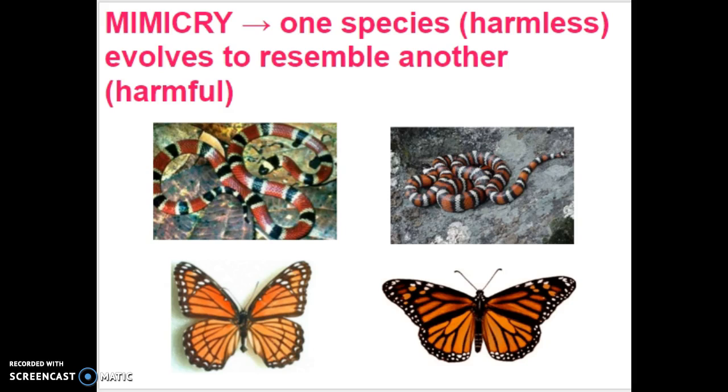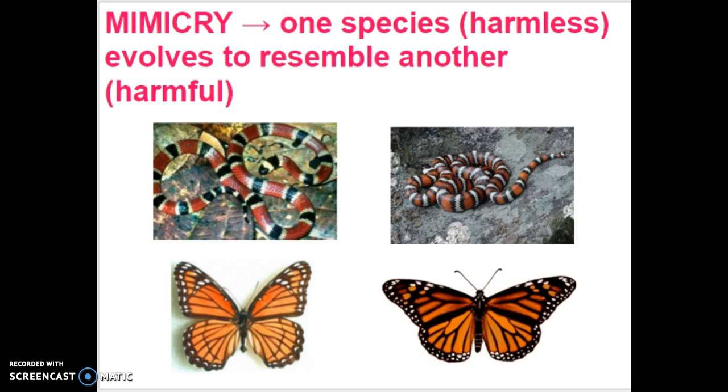The top example there: we have the coral snake and the California king snake. California king snake on the right, not poisonous. Coral snake on the left, very poisonous. Predators that don't see very well in shades of color notice the banding pattern, and that's what keeps them away from either the coral snake or the California king snake.